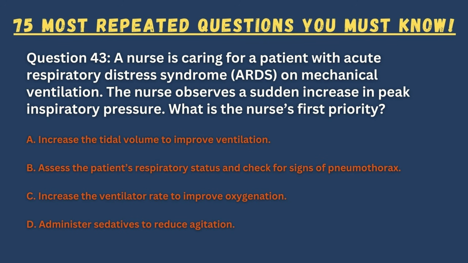Question 43. A nurse is caring for a patient with acute respiratory distress syndrome, ARDS, on mechanical ventilation. The nurse observes a sudden increase in peak inspiratory pressure. What is the nurse's first priority? A. Increase the tidal volume to improve ventilation. B. Assess the patient's respiratory status and check for signs of pneumothorax. C. Increase the ventilator rate to improve oxygenation. D. Administer sedatives to reduce agitation.